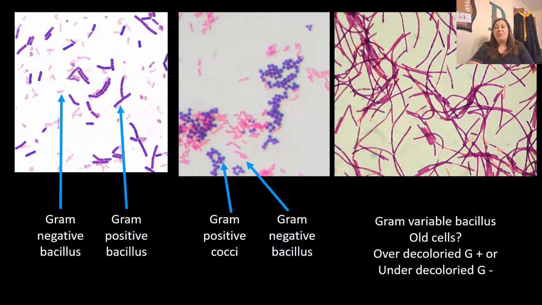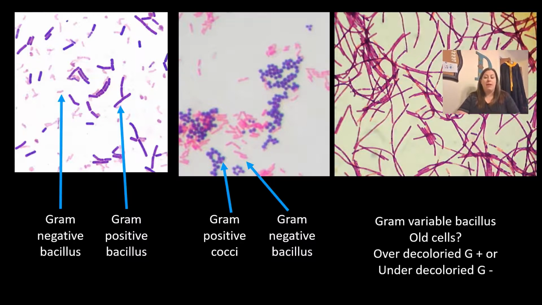But these could also be old cells. If we take old cells, then they do not stain as well. Okay, so this is why in the lab it's really important to have new cultures that you're dealing with. Also, they could have over decolorized the gram-positive or under decolorized the gram-negative. They could have messed up that critical step with the decolorizer. We would need to do a new smear and a restaining to see which one of these is technically true. All right, and so this is where, again, some of those sources of error could come in.